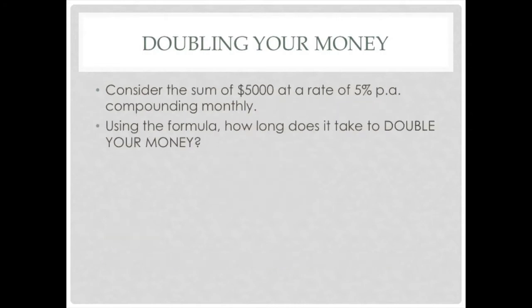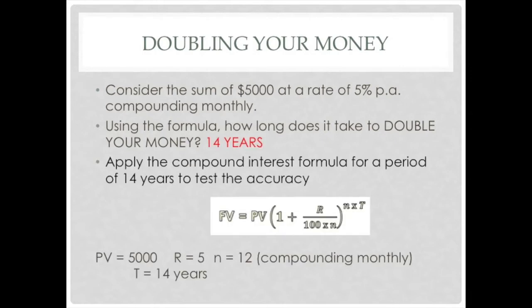Make sure that you know the formula and you are willing to prove its worth. Consider for the moment the sum of $5,000 at a rate of 5% per annum, compounding monthly. Using the formula, how long does it take to double your money? So what you'll do is you'll go 70 divided by 5. Pause the video and enter this into your calculator. The double your money formula tells us it will take 14 years for our $5,000 investment at 5% per annum to double.